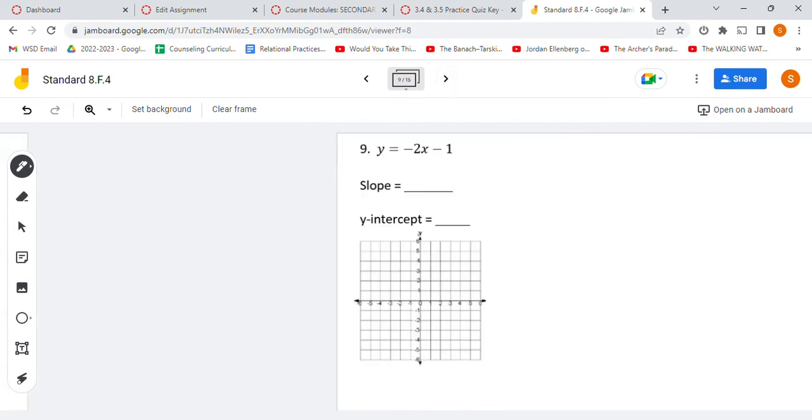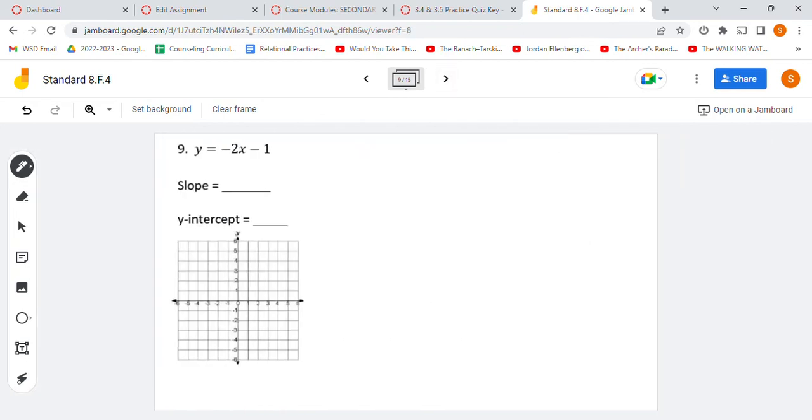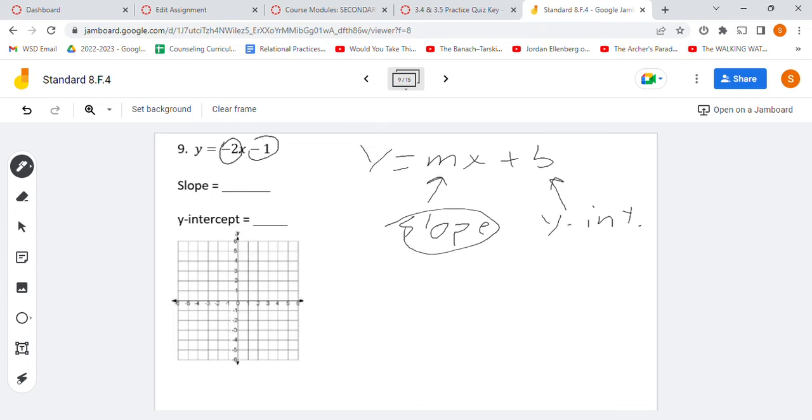For our next set of questions, we're going to be graphing this from slope-intercept form. Slope-intercept form is y equals mx plus b, where m is our slope and b is our y-intercept. So if we know those two things, we can use them to put points on the graph. This one matches up nicely, where -2 is our m value, that's our slope, and -1 is our y-intercept. So we're going to write that down here, -2 and -1.